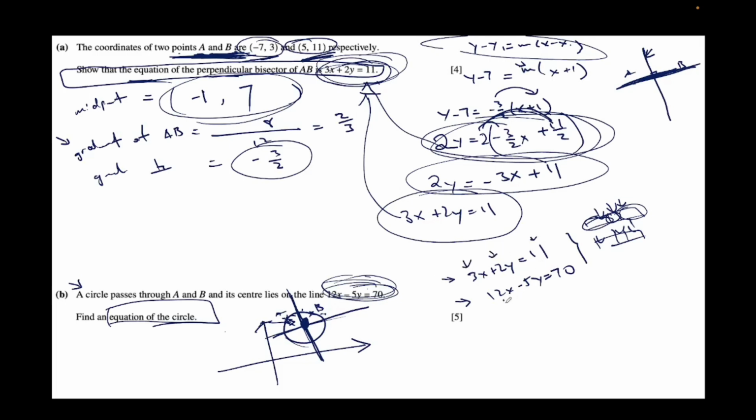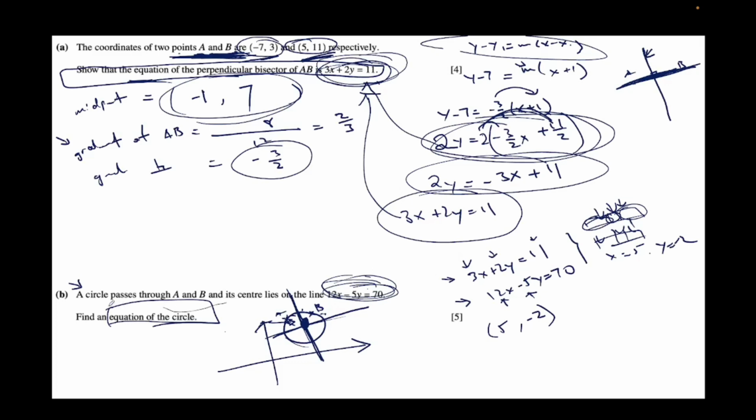And then for the next line, it's asking for line 2, you press 12 equals. Not 5, but minus 5, I'm sure you know why. 12 equals, minus 5 equals, 70 equals, and you get x equals 5, y equals negative 2. Do you see how you perfectly found the center? 5, negative 2.